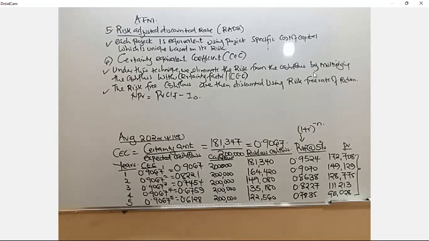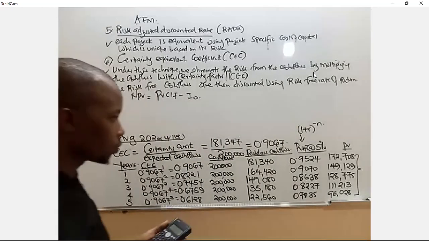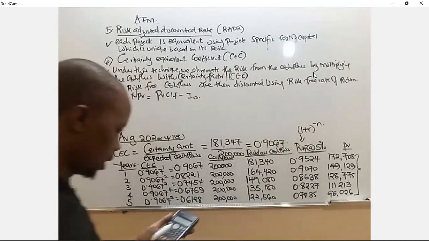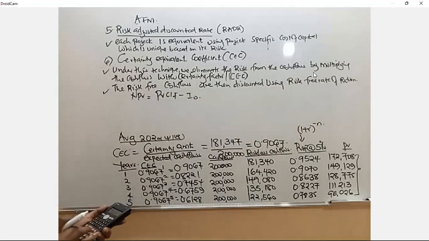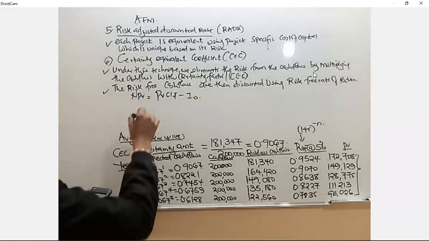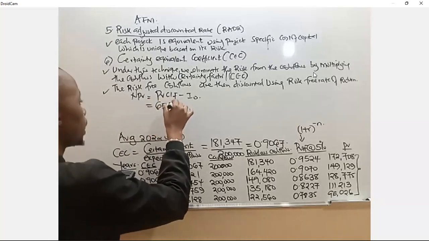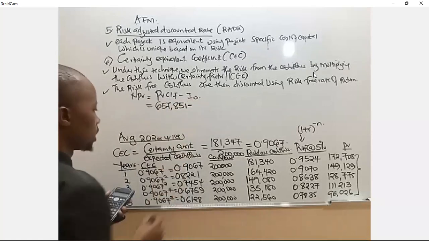So 96,026. This should be 26, not 28. So 96,026 plus 111,213 plus 128,775 plus 149,129 plus 172,708. We are getting this one as 657,851 minus our initial outlay.